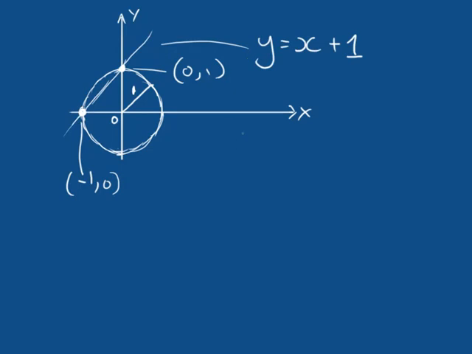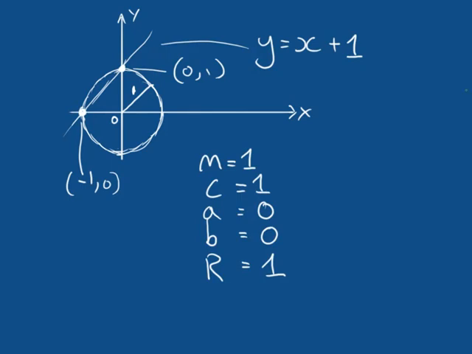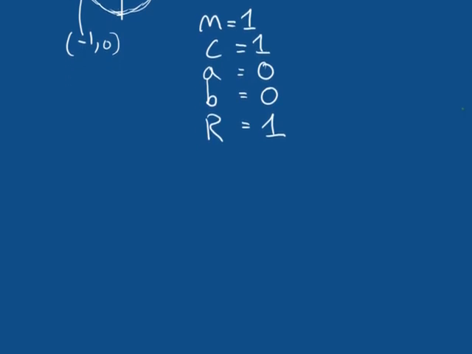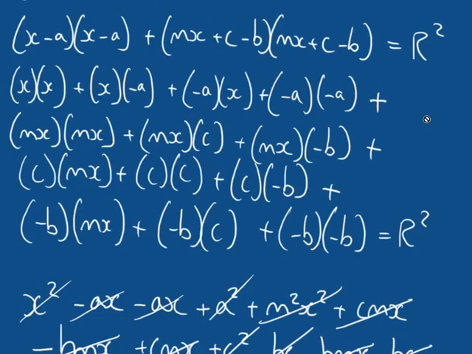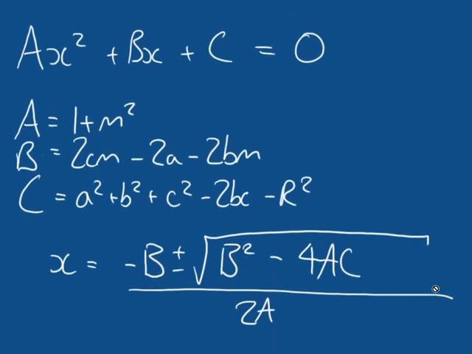So what is the information for our intersection equation? Well, we know our gradient m is equal to 1. We know that c, our intercept, is also equal to 1. a and b, the center of our circle that's centered around the origin, are a equal to 0 and b equal to 0, and the radius of our circle is equal to 1. So we can now take this information and plug it into the equation that we just saw. We can calculate a, b, and c, and then plug them into our quadratic formula.